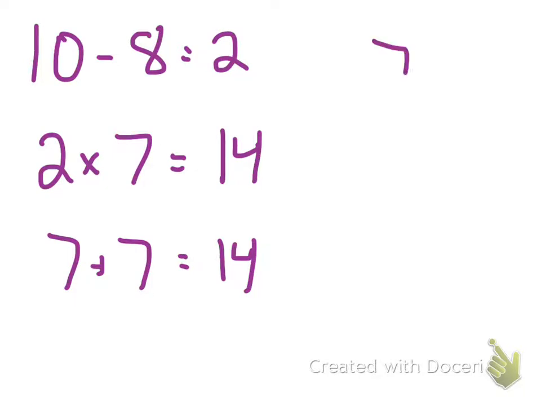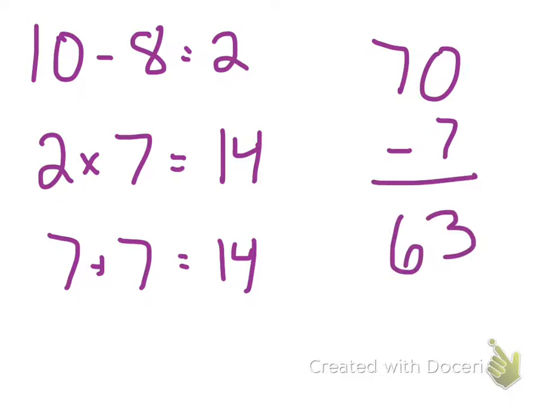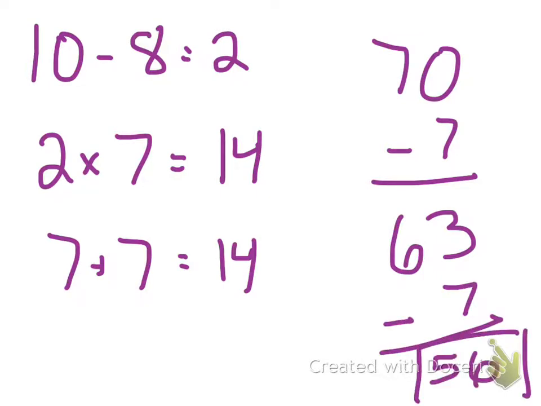So now, let's subtract 14 from 70. Or even, let's make it even more easy. 70 subtract 7 gives us 63. Let's subtract another 7 from 63. And we're left with 56.